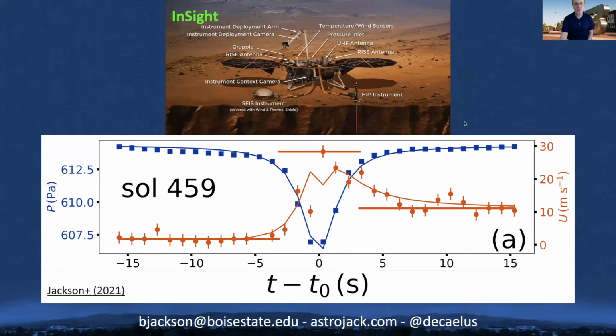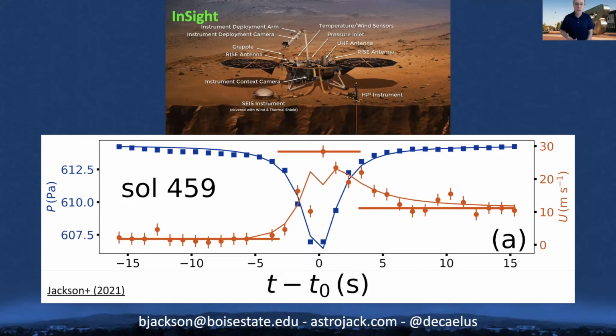So here, for example, the InSight lander has pressure and wind sensors. Here in the bottom panel, I'm showing the pressure in blue and wind speed in orange during a vortex encounter. And so from measurements like this, we can probe the interior structures of these Martian vortices. And therefrom, we can, in principle, infer how much dust these vortices are contributing to the Martian dust cycle.